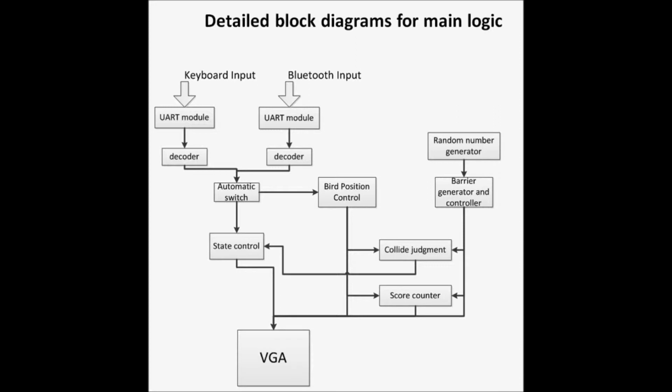The inputs are used for the bird position control and the main state machine control. There is also a random number generator to generate barriers randomly. Bird position and barrier positions are used for the collide control and the score counter. After that, the state, bird position, barrier position, and the score will be output to the VGA module for display.